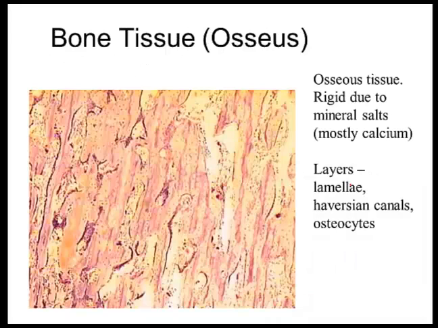All right, bone is also a type of connective tissue. We'll talk more about bone tissue when we get to the skeletal system, but it's very rigid due to the different salts in there, and the biggest amount of salt is from calcium. There are lots of layers to bone, and canals all throughout, and special cells called osteocytes. The canals allow blood vessels and blood supply to your bone because your bone is a living tissue.